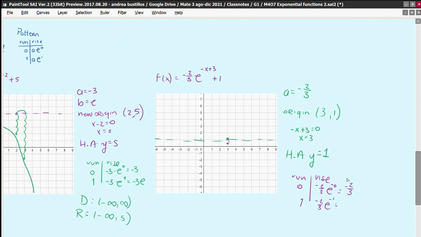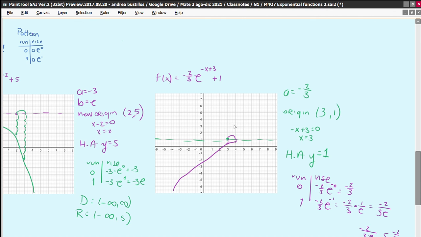Now, if I run 1, I'm going to rise -2/3 times e to the power of -1. And by properties of exponents, we know that this is -2/3 times 1 over e. And by properties of fractions, this is just -2 over 3e. If you plug this into your calculator, -2/3 of 1 over e is smaller than -2/3 in magnitude. So I'm just going to wing it. You can use your calculator, so you know that if you run 1, you're going to rise something smaller than 2/3. So around here.